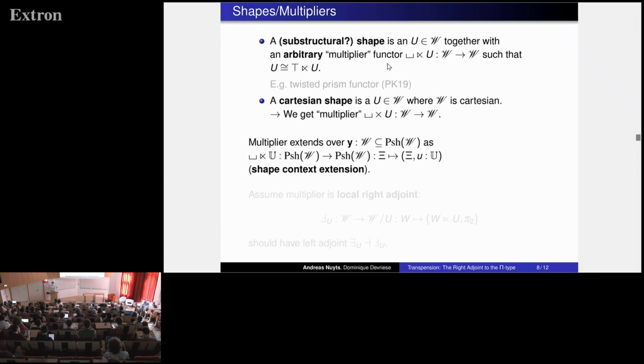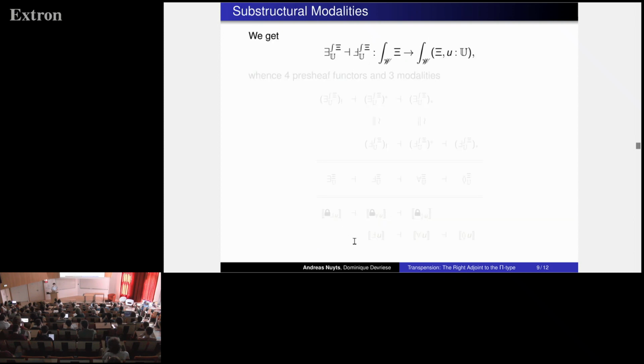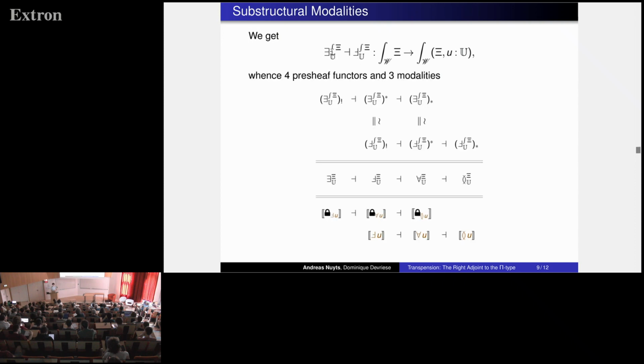This multiplier will extend over the Yoneda embedding to an endofunctor on my presheaf model that allows me to extend shape contexts with a shape variable. I'm going to assume that this multiplier is a local right adjoint, which means if I restrict its image to the slice category over U, then there needs to be a left adjoint. These two adjoint functors lift to the categories of elements. If you have a functor between base categories, then you get a triple of adjoint functors between presheaf categories. So now I get two triples, but because I started from adjoints, the middle two coincide. So I get four functors in total, which are like a substructural existential, fresh weakening, a substructural for all, and then this transpension. The latter three can be internalized as modalities, and the former three are then the locks for these modalities.